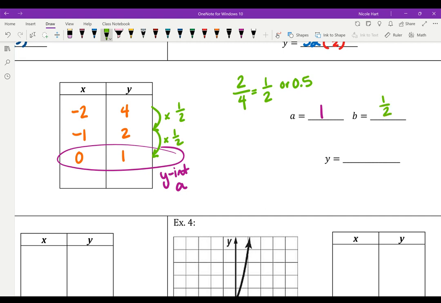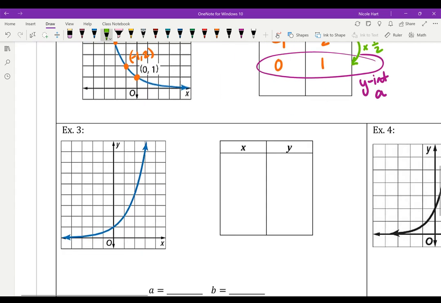You can use 0.5. It does not matter to me. So for our equation, we have 1 for a, parentheses, 1/2 exponent of x. The 1 in front of the parentheses doesn't really do anything, so you can also just say y equals 1/2 exponent of x. So either of those work as okay versions.